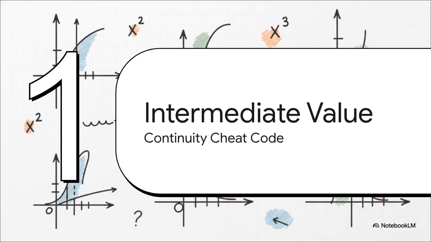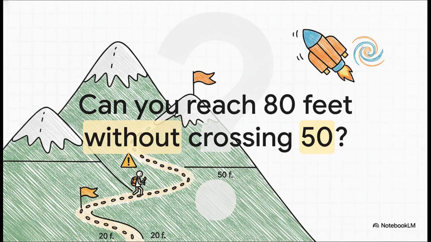Which brings us to part 4, the intermediate value theorem, or what I like to call the continuity cheat code. So what happens when a polynomial doesn't factor perfectly like that last one? What if we run into a situation where finding the exact zeros is practically impossible to do by hand? Well, we use a conceptual cheat code.